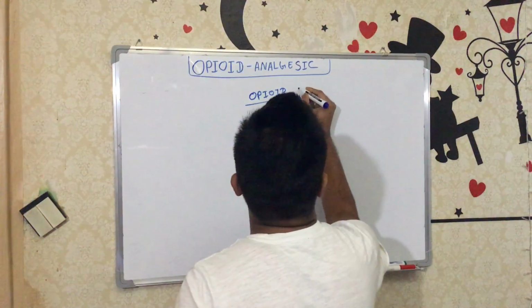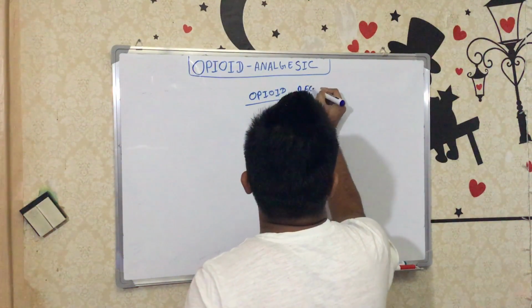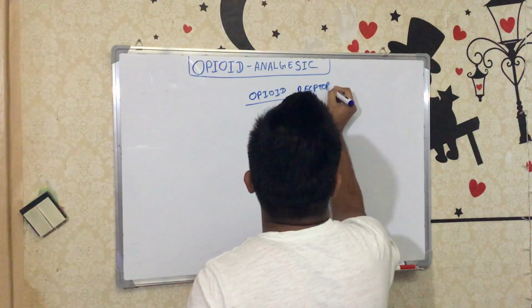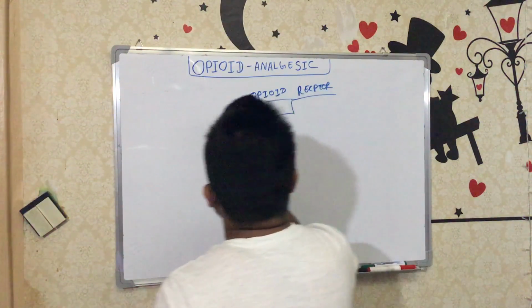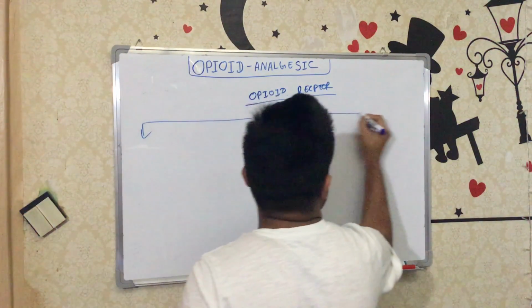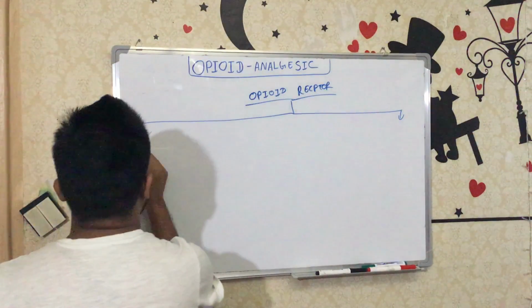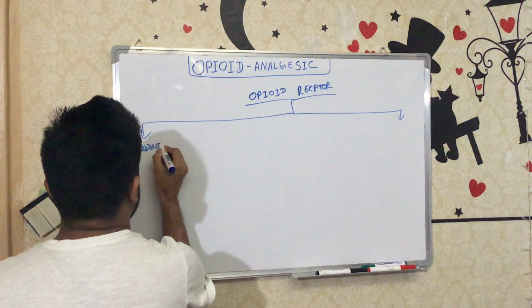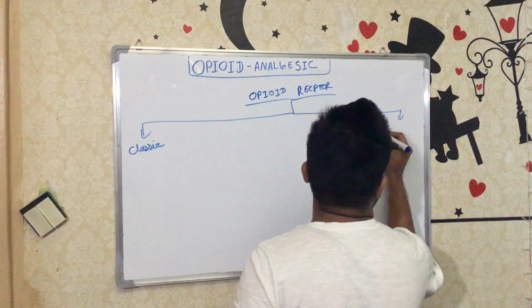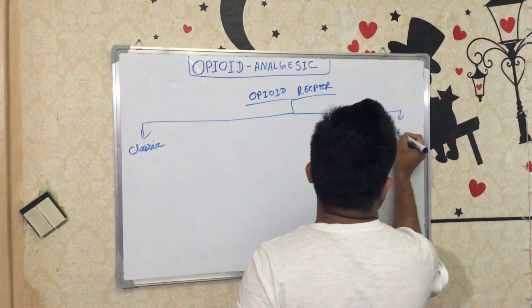Opioid receptor. Opioid receptor is divided into two parts: classic and non-classic.